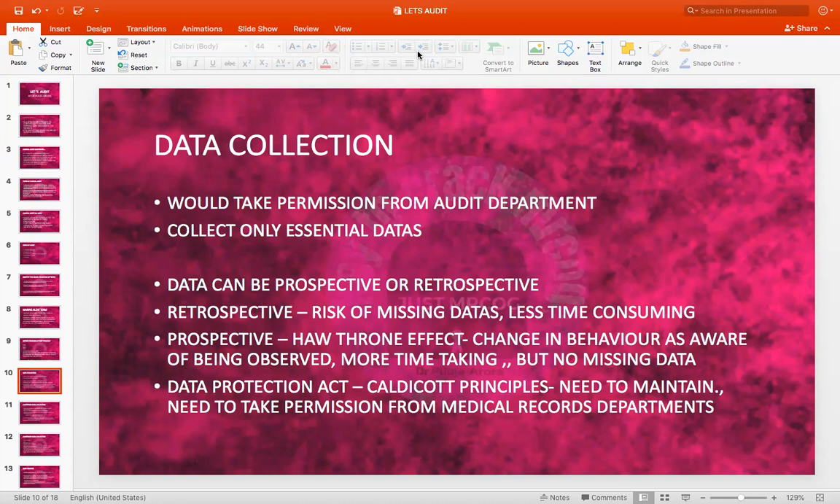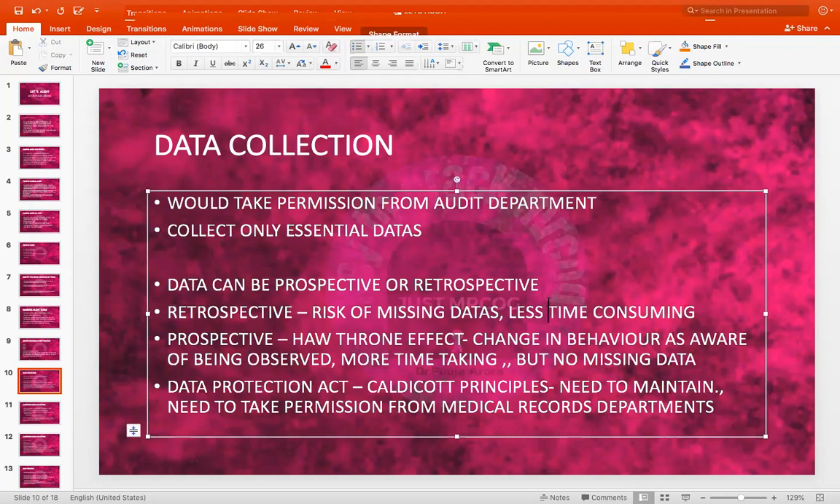It is really encouraging. So data which we have to take permission from audit department, we have to collect only essential data. These are the buzzwords. You have to utter these words. Girls, these are the buzzwords. We'll take the permission from audit department, buzzword. We'll collect only essential data. Essential data is a buzzword. Data can be prospective, retrospective, buzzword. Hawthorne effect, buzzword. Missing data, buzzword. Right? Data Protection Act, another buzzword.